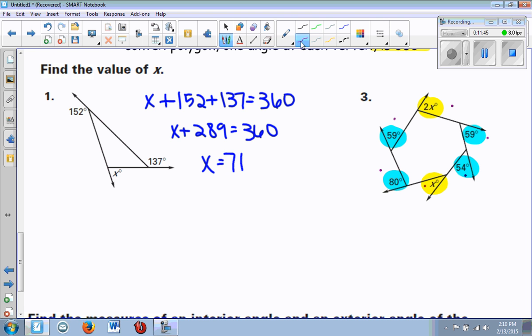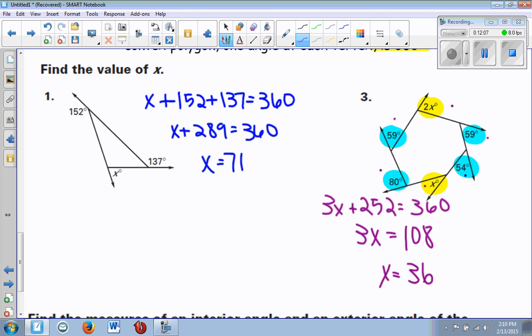So we'll have an equation that says 3x is total plus 252 when I add all of those numbers together, and we should get 360 as our total because they are all exterior angles. Subtracting 252 gives me 108. Dividing by 3 gives me a total of 36 for x.